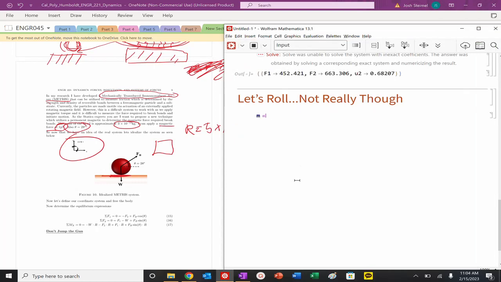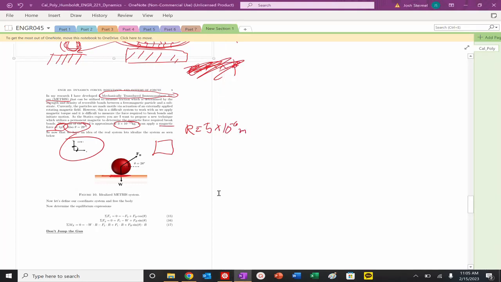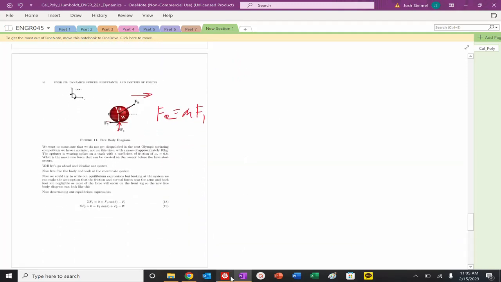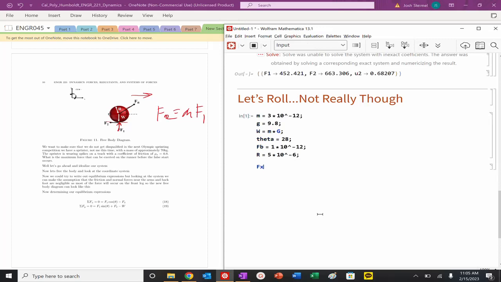I'm going to say that my mass is equal to 3 times 10 to the minus 12 kilonewtons. My g equals 9.8. Therefore, my weight is equal to m times g. My theta equals 28 degrees. My F sub B is equal to 1 times pico, 10 to the minus 9. Very, very small. Femto is minus 15. And let's define our radius as 5 times 10 to the minus 6. Excellent. So let's go down to our free body diagram.